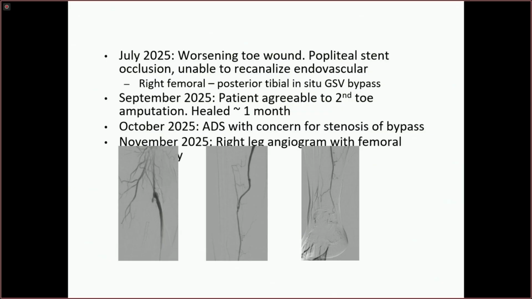In July, he was noted to have a popliteal stent occlusion. We were unable to recanalize endovascular, so he underwent a right femoral to posterior tibial in situ great saphenous vein bypass. In September 2025, after several months, he finally agreed to an amputation, which he healed in about a month.